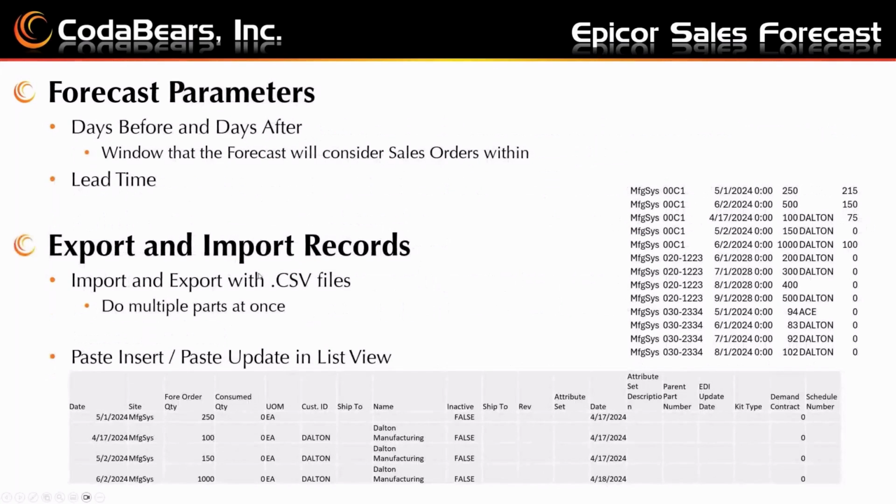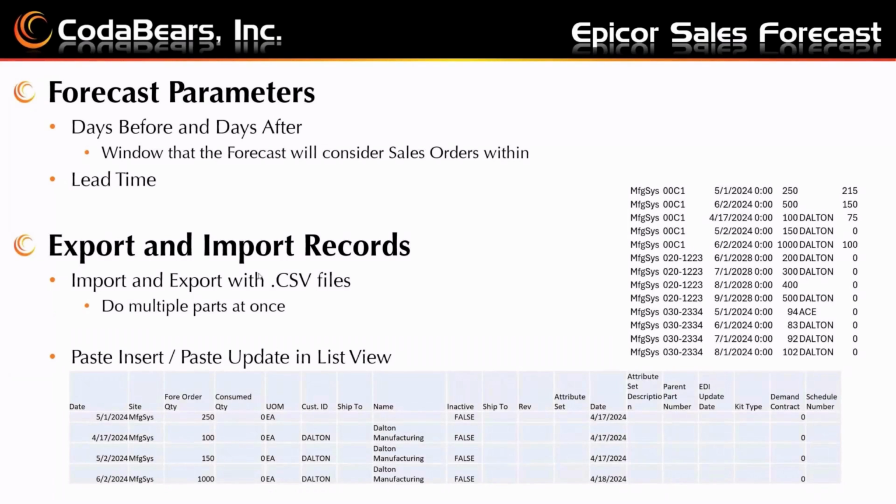So the parameters on a forecast are you identify days before and days after. That can be set at the company and site level, but also on individual forecasts if you want to have it different by part. Say you want to do some parts with a 30-day window, some with a 3-month window, etc. And you can also set a lead time on the forecast. The job suggestions will take that into account. They have that lead time to be able to start the job.